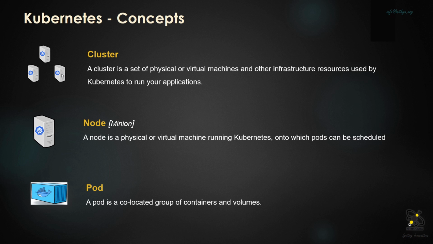And the most important common concept is called a pod. This is a very, very important concept in Kubernetes. A pod is nothing but a unit of deployment which you can apply across the Kubernetes cluster. A pod is a co-located group of containers and volumes. So it is the basic unit of deployment in Kubernetes.